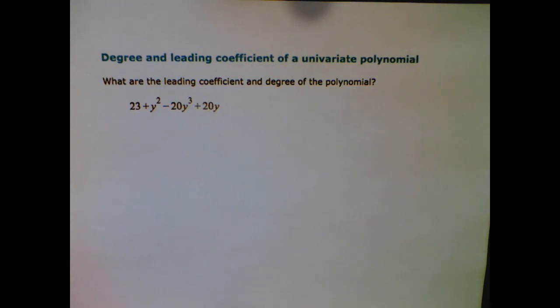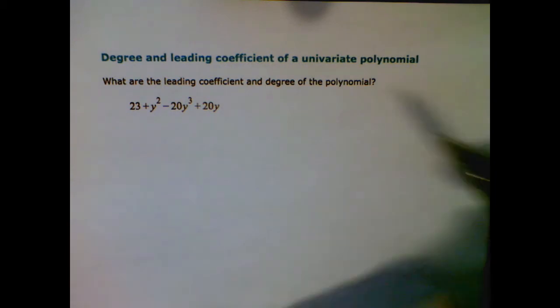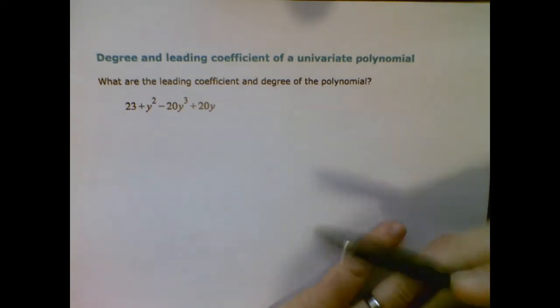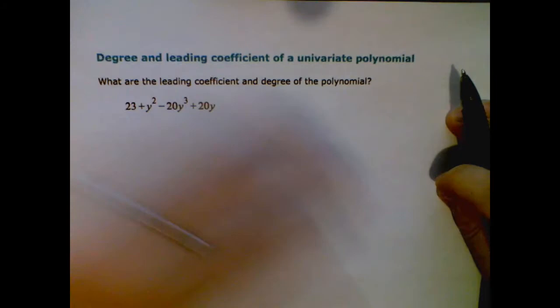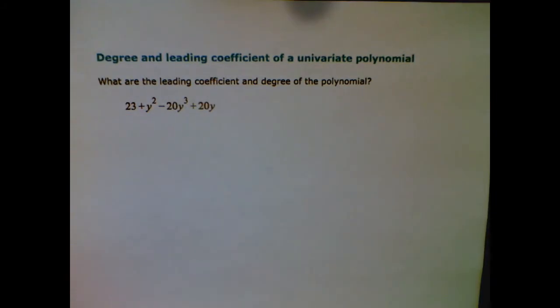Today we're going to be looking at the ALEKS topic, the degree and leading coefficient of a univariate polynomial. This is pretty simple after you understand what it is you're looking for. I want to break down a little bit of what they mean when they're talking about a univariate polynomial. They use this terminology, univariate, multivariate, quite a bit, and it's really not that complicated. It's just the official words for what we're looking at.